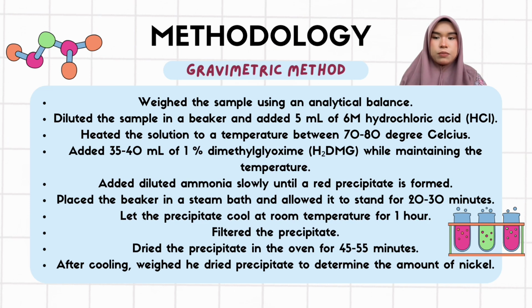After heating, the precipitate was left to cool at room temperature for 1 hour. The precipitate was then filtered and washed with distilled water to remove impurities. The filtrate was tested using silver nitrate to ensure no chloride ions were left, meaning the filtrate should be colorless if the precipitation is complete. Finally, the solid was dried in an oven for 45 to 55 minutes, then cooled and weighed again to determine the final mass of the precipitate.